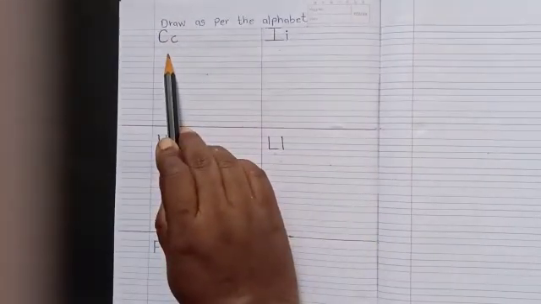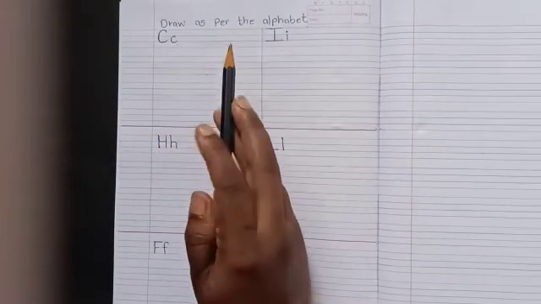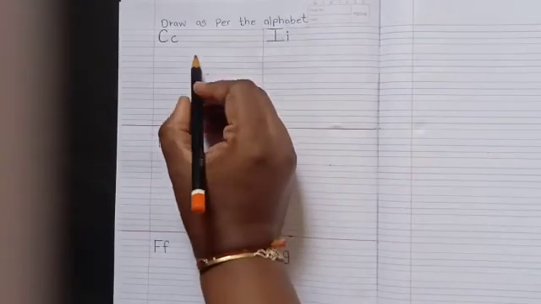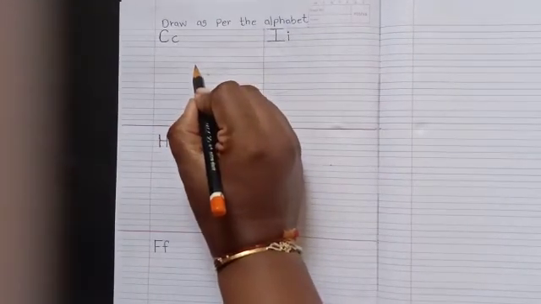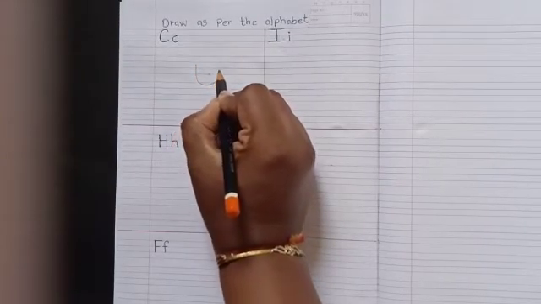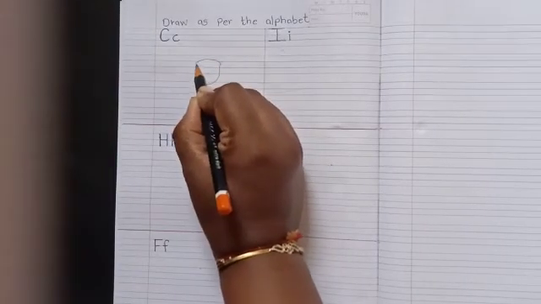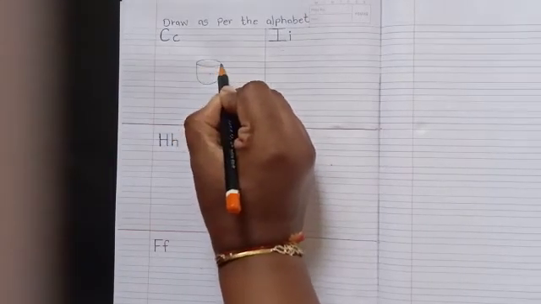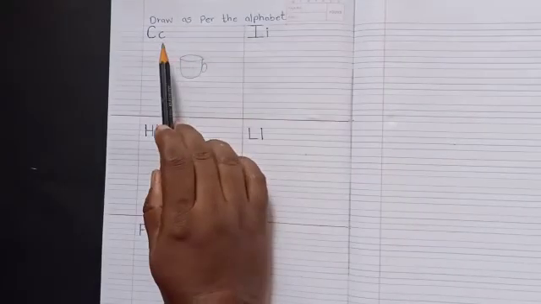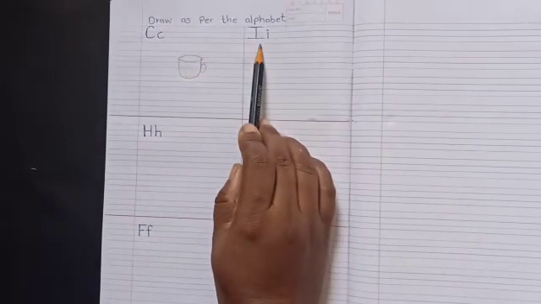The first alphabet is C. Now, what will we draw for C? For C, we will draw a cup. So, let's start drawing. Make a curve like this. Close it from above and below like this. And we'll give a handle. C for cup. Now which alphabet is this?